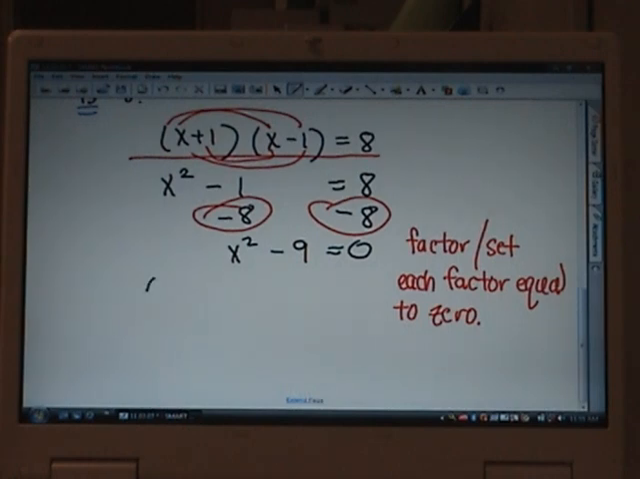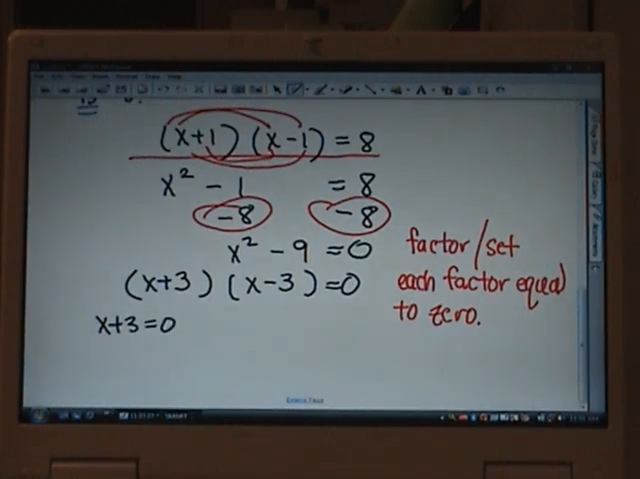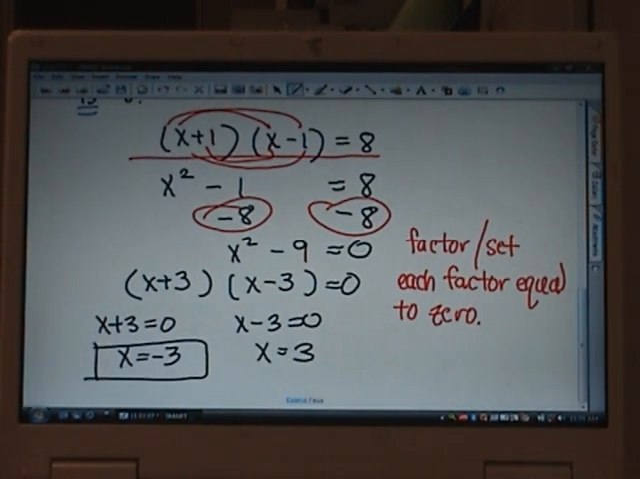So I have x plus 3, x minus 3 equals 0. x plus 3 equals 0, x equals negative 3. X minus 3 equals 0, x equals 3. So my answers are x equals negative 3 and x equals 3.